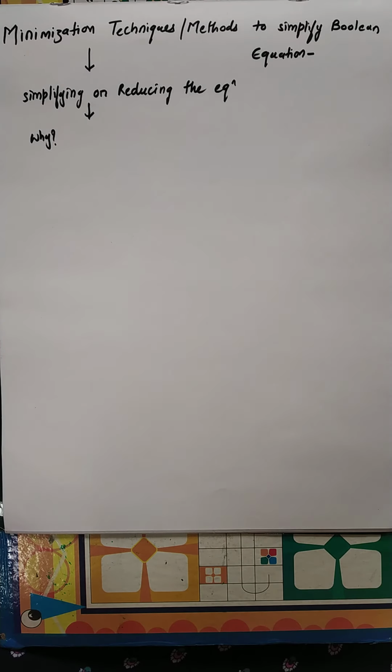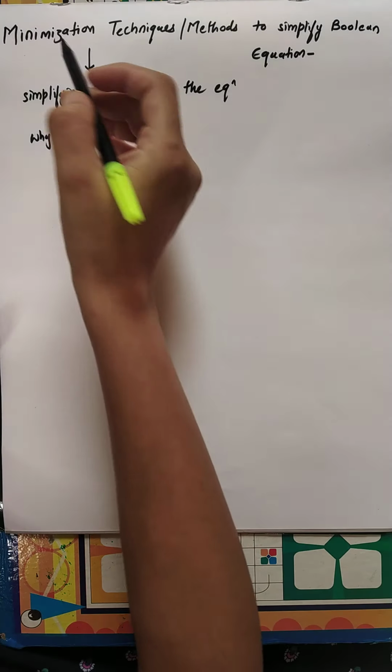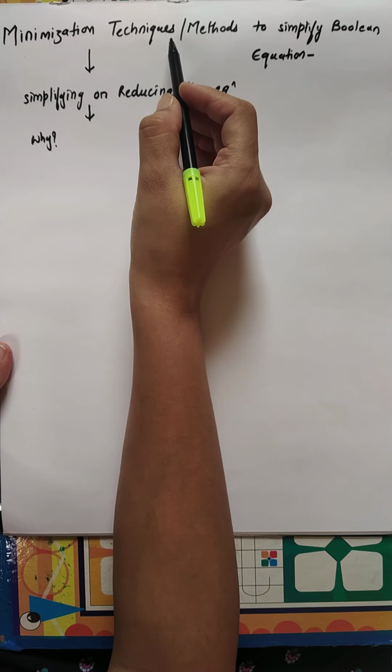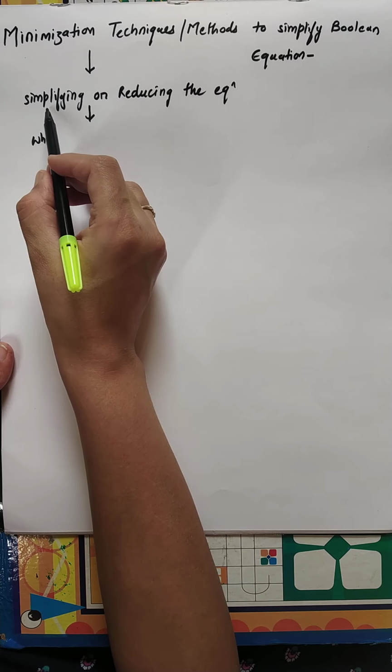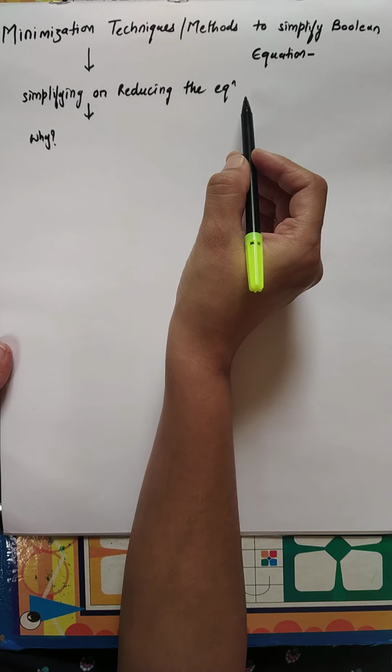Whenever we derive the Boolean equation from the truth table, that equation may not be in a simplified form, right? So at that time we have to see whether the equation can be simplified further or not, or whether the size of the equation can be reduced or not. So that's why we can say that a minimization technique is nothing but the simplification or reduction of the equation, right?